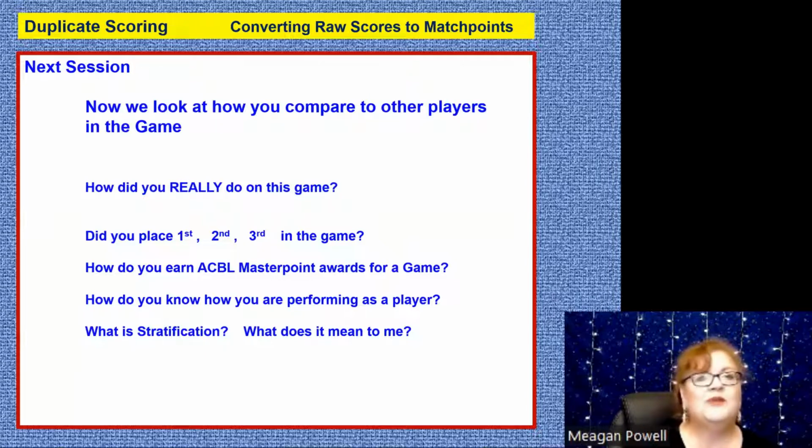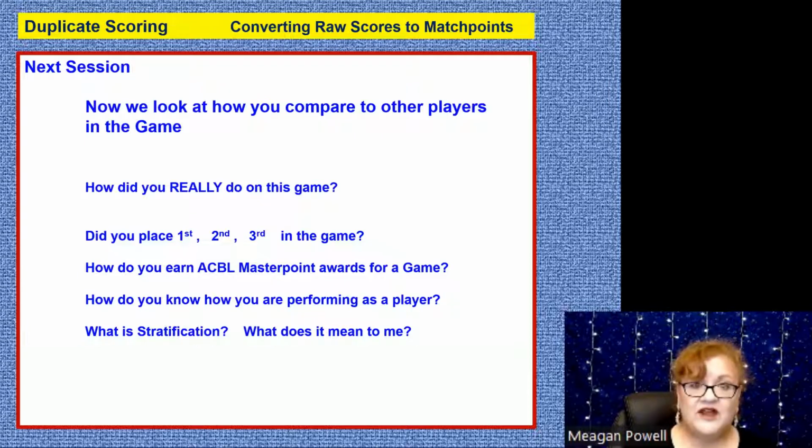How did you really do when you compare against other players? Because you earn placement awards in a sanctioned game. In your direction, whether you're north, south, or whether you're east, west, you can come in first, second, third. In fact, you can come in first without ever having been declarer the entire game. If you were on defense the entire game and you played good defense and you got some positive scores because you stopped declarer from making his contract, you could place first in your direction. You don't ever have to be declarer, really. It's what you do with the cards you have. So both sides, north, south, and east, west, will have placement awards first, second, third in a game.